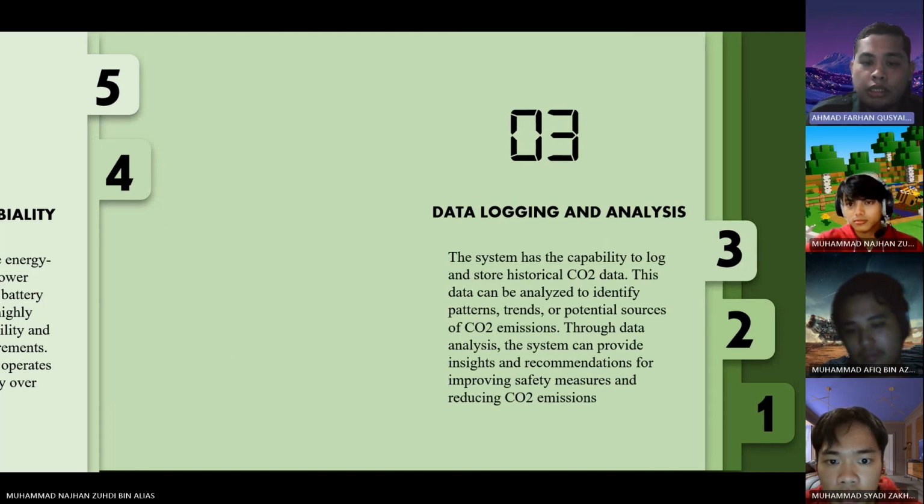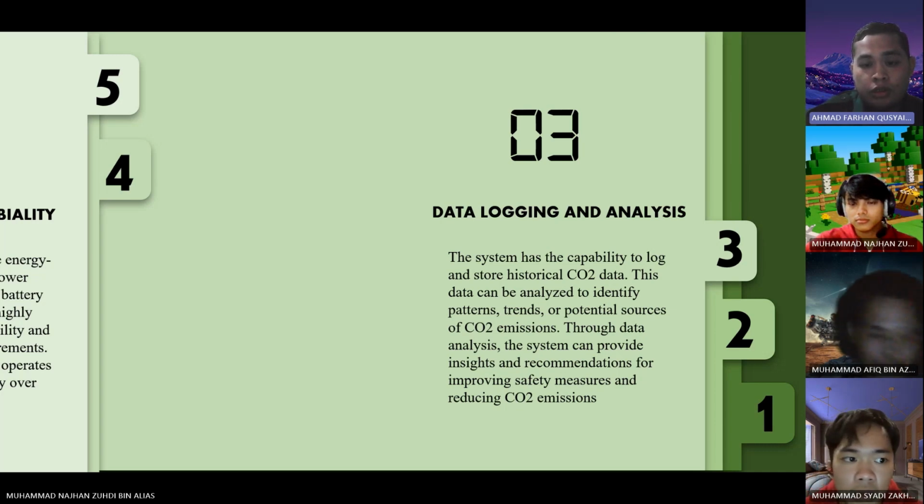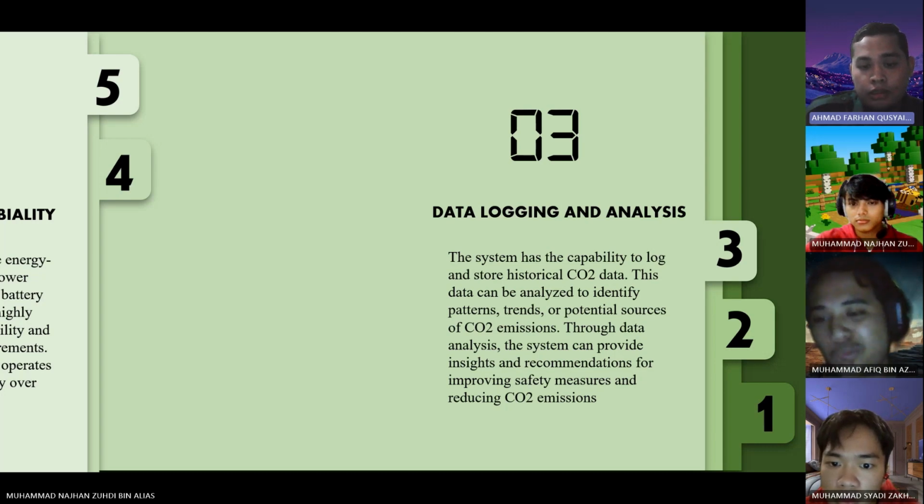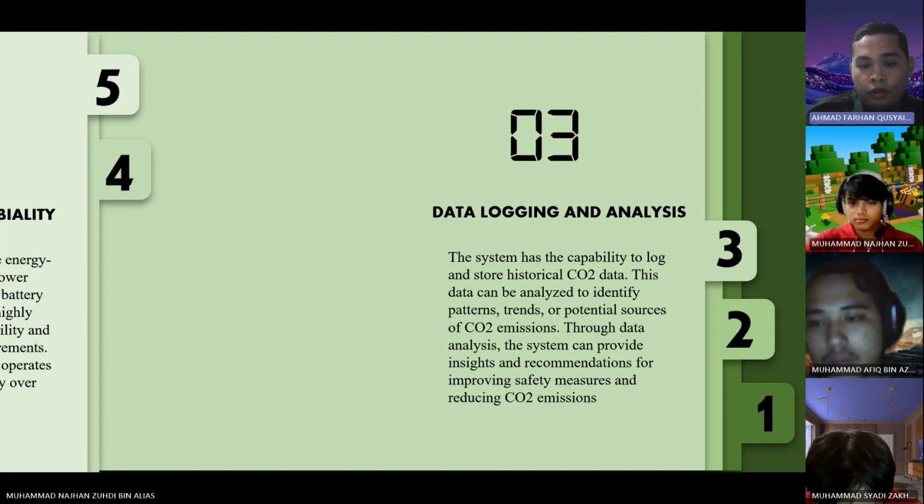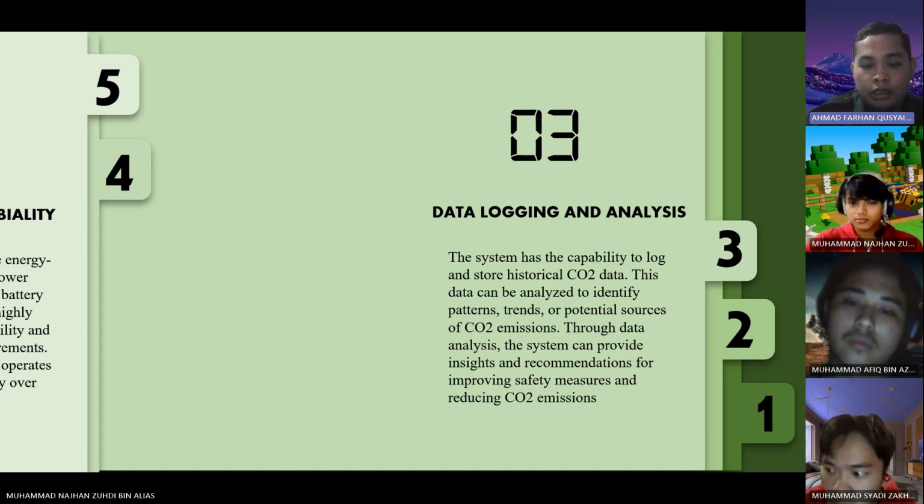This allows for immediate action to be taken and minimizes the risk of potential hazard or accident. The third one is data logging and analysis. The system has the capability to log and store historical CO2 data. This data can be analyzed to identify patterns, trends, or potential sources of CO2 emissions. Through data analysis, the system can provide insight and recommendations for improving safety measures and reducing CO2 emissions.